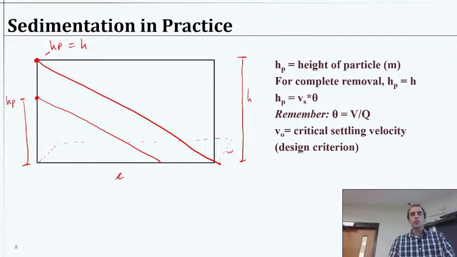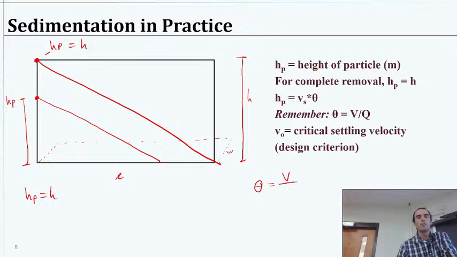Okay, so then, as we think about how fast this particle has to move in order to not escape, we can say that it has to travel hp distance, or really h distance, in the time it has in the reactor. So the time it has in the reactor is the volume over the flow rate, right? That was our definition of the hydraulic retention time. That's just volume divided by the volume per time, which gives us the time in the reactor.